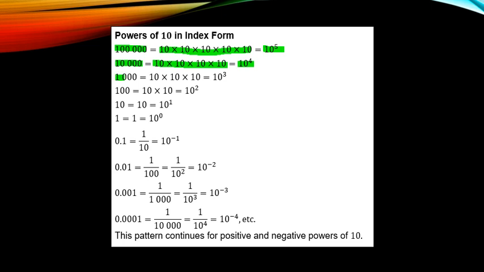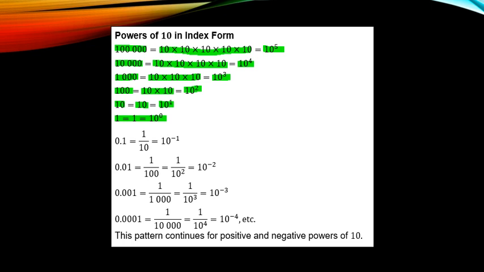Let's take 1,000. You can express 1,000 as 10 in 3 places. That is 10 raised to the power of 3. Let's take 100, which can be written as 10 times 10. That is 10 to the power of 2. Then 10 is equal to 10, which can be written as 10 to the power of 1. And of course, 1 is best written as 10 to the power of 0.